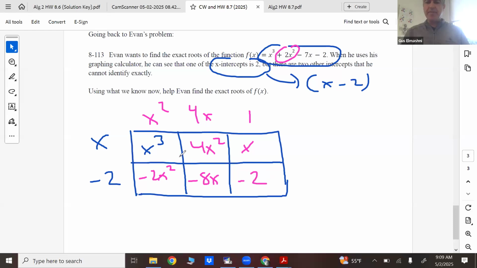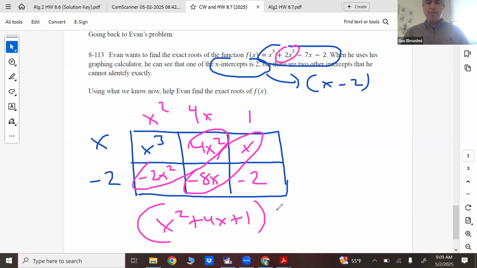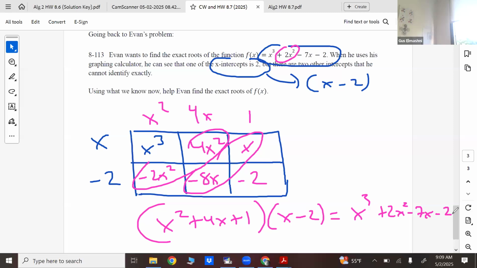And that came out nice and clean, because if you look at the diagonals, they all add up. How do you write that? Just like x squared plus 4x plus 1. So x squared plus 4x plus 1 times x minus 2 equals all this junk here. So we just factored it out without realizing it. Division is factoring. So this times this equals the original polynomial.